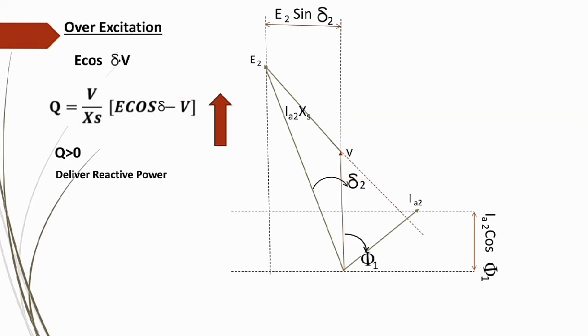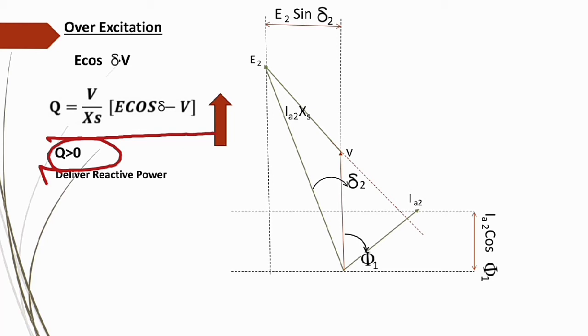Here you can draw the over excitation. Over excitation means we give the large field current, so a large EMF is generated, and it exceeds the terminal voltage. This is called over excitation. So in over excitation we will get a positive value of Q, reactive power. We know the positive value of Q means it delivers reactive power.